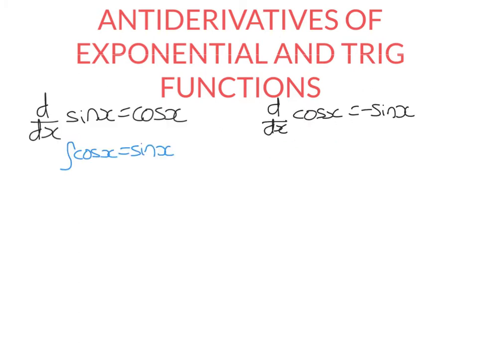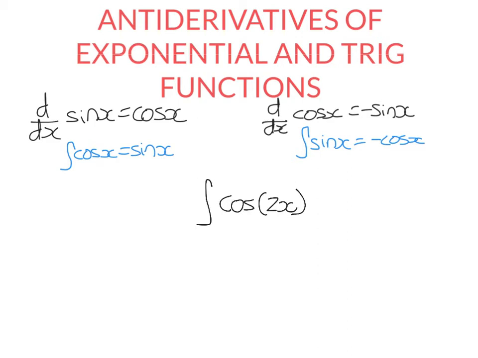Similarly, you know that the derivative of cos x is minus sine, so that means that the integral of sine x is going to be minus cos x. So when you differentiate minus cos, you get positive sine, so that's why this formula here works.